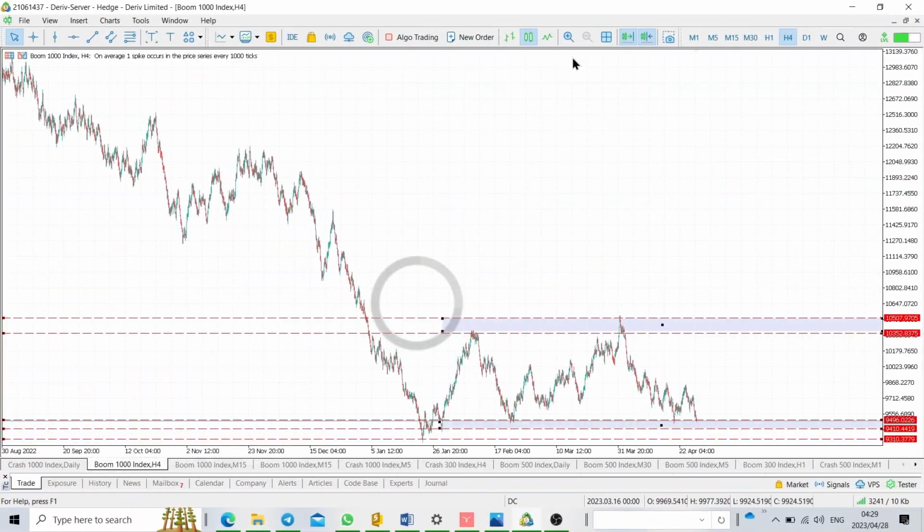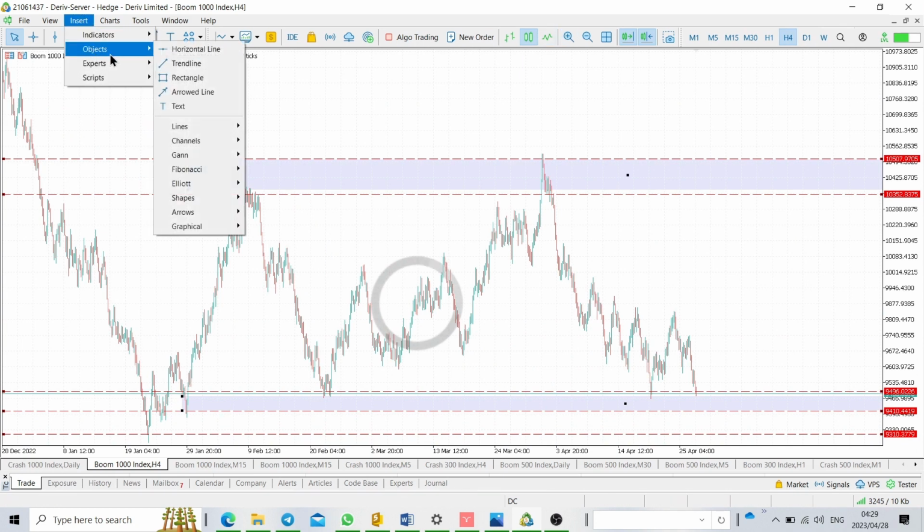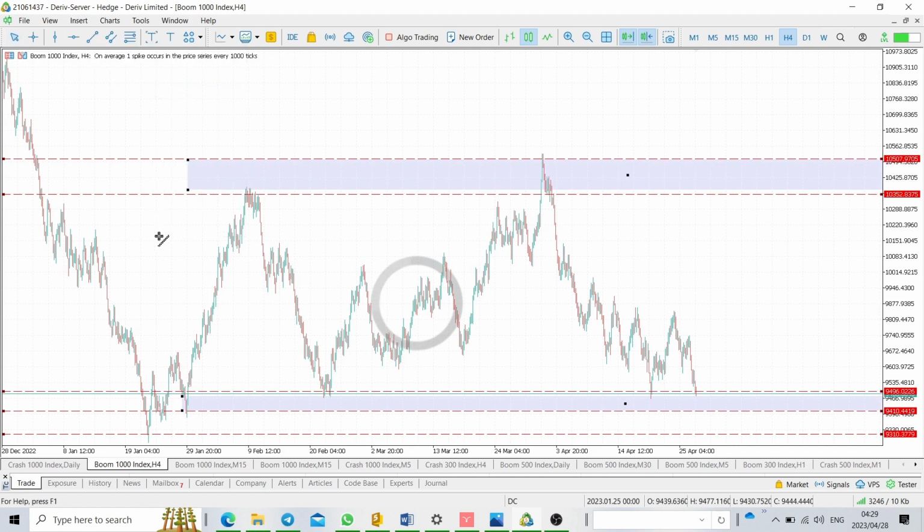There's something interesting in Boom 1000. So we can see that price is in a range. The price was moving down, got to this point, went up, came down, went up, came down. At this point, didn't go up. Then it came back at this point.